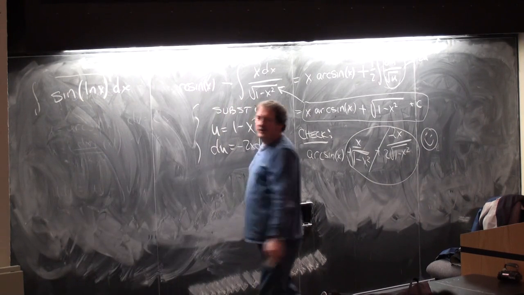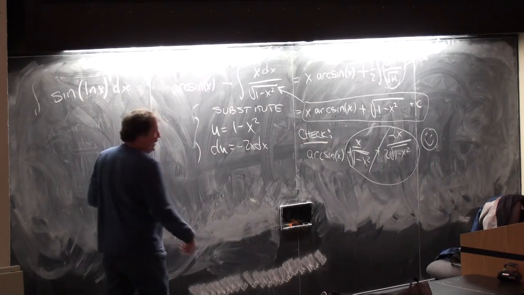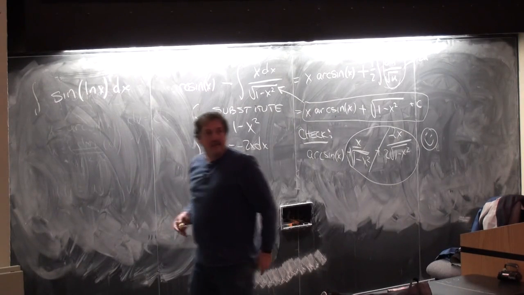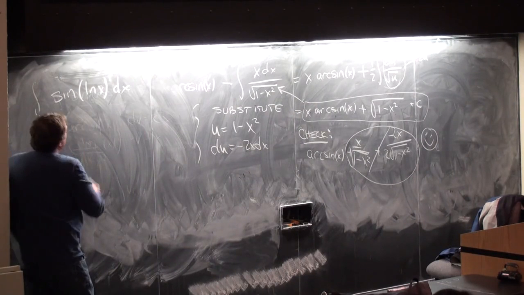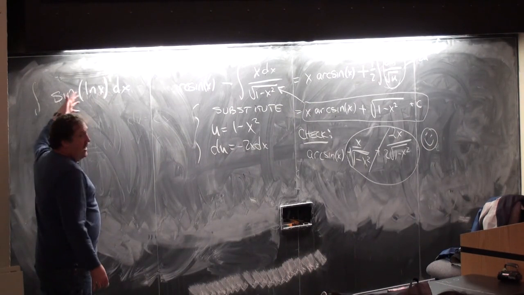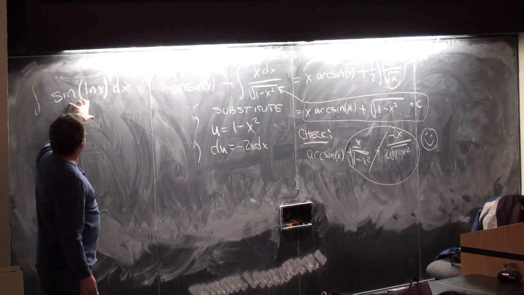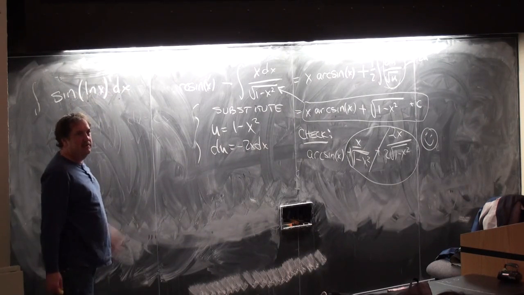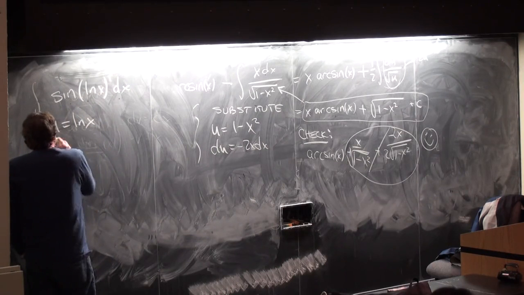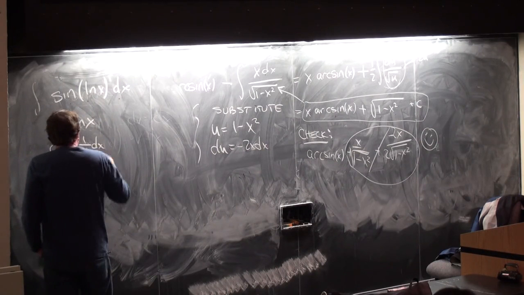This one kind of sucks in that you have to make a substitution, and then you have to be clever, and then you have to do some stuff. But okay. First, there's not a whole lot you can do straight off. You can't do parts really, because you could take the derivative of this and pick up an x, but it's not going to be good. So I will try u equals log. So du is 1 over x dx.